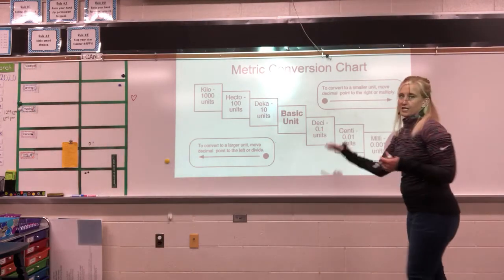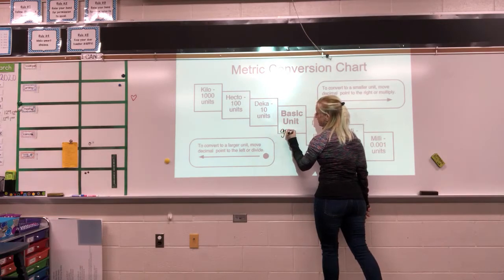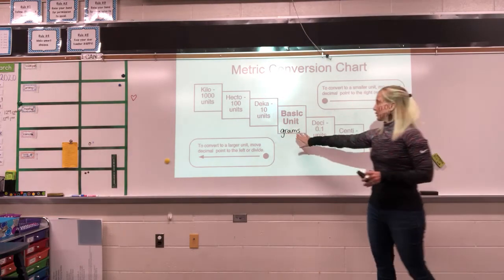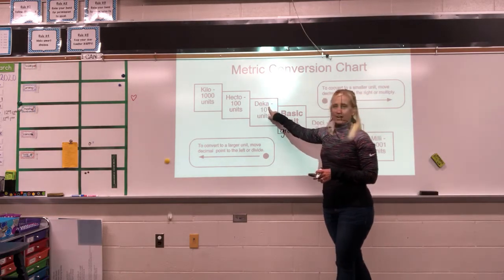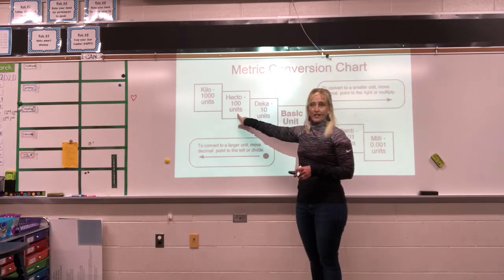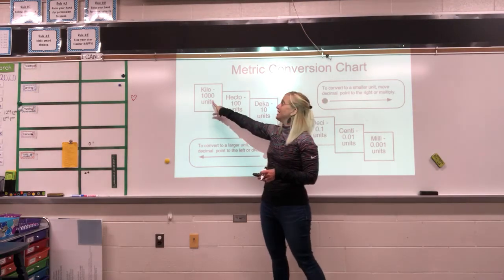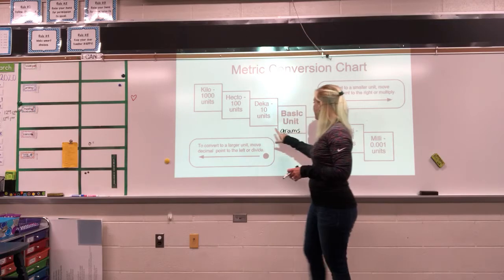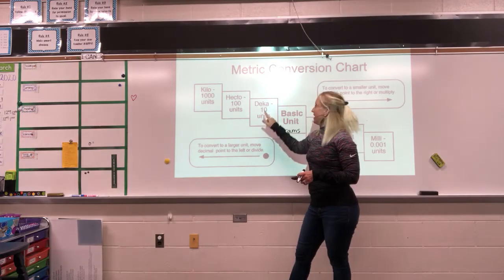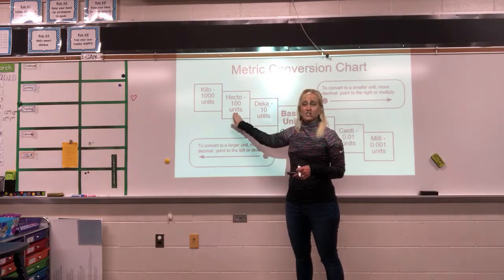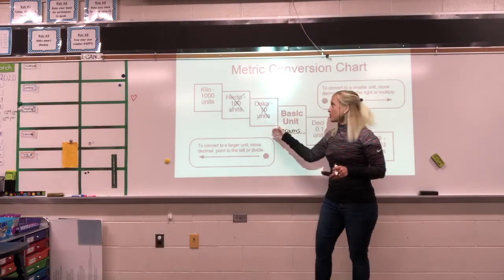So they talk about a basic unit. Let's just talk about grams, because that's something that's used in the metric system. If you have 10 grams, that's called a decagram. If you have 100 grams, it's a hectogram. If you have 1,000 grams, it's a kilogram. So notice it goes up by 10 every time. Now, deca and hecto are not used that often, so we don't often talk about them, but I want you to know that they're there.